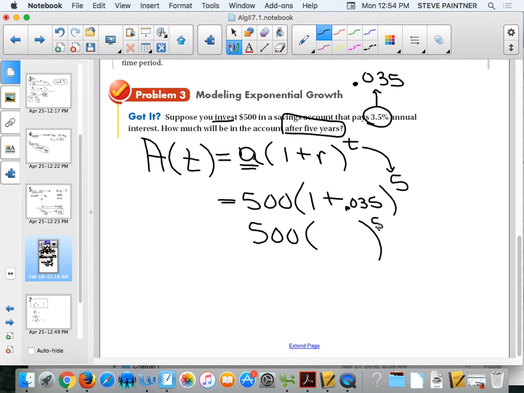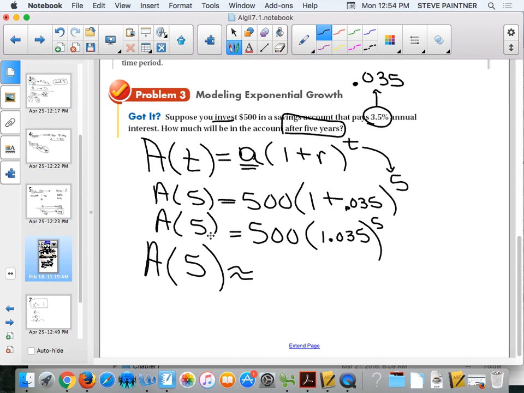1 plus 0.035 is? This is what I would do if I were punching this into my calculator. So the amount in my account after 5 years is, I don't know, I'm waiting for you. Wait, do you have to do the exponents first? No, you just type this in. Your calculator will do exponents first, multiplication last. Just type it in. Don't do it piece by piece. If you do it piece by piece, it's slower.